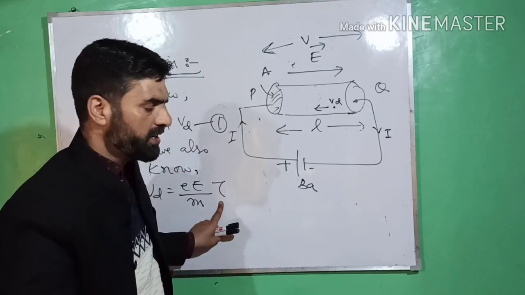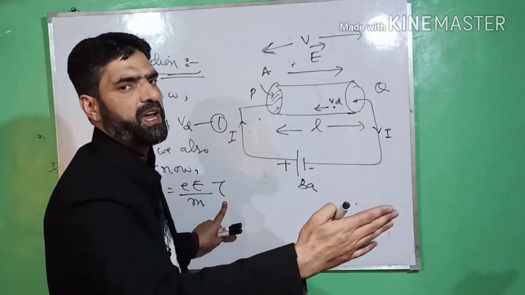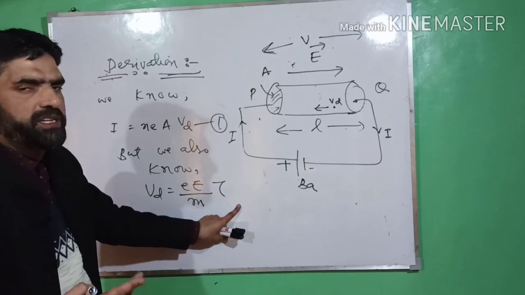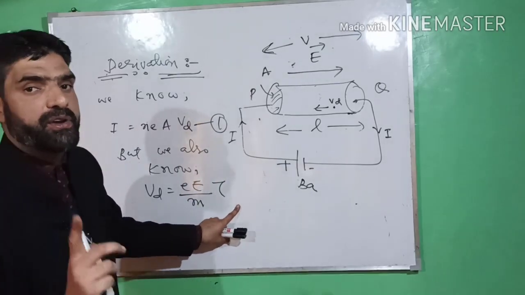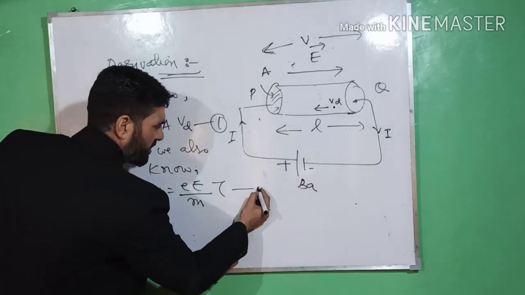Already discussed this thing. It is equal to tau 1 plus tau 2 plus dash up to tau n divided by n, and that comes out to be of the order of 10 to the power minus 14 seconds at room temperature. So let it be, and that is the second equation.